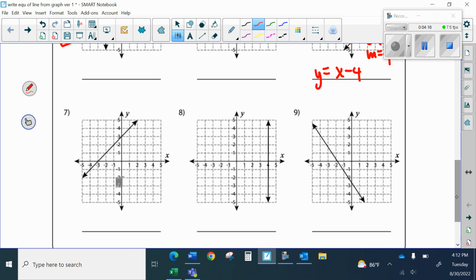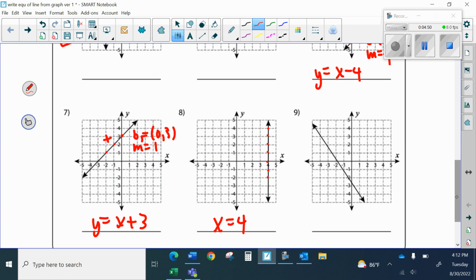All right, 7. We see it's at 3 for the b, 0, 3. B is 0, 3. M is what again? 1, up by 1, positive. So nice and easy, y equals x plus 3. Here we have another vertical line, so we know it's undefined for the slope. All vertical lines, again, all the coordinates which are the same are the x coordinates. All the x's are 4. Y changes all the time, but x never changes, 4 every time.